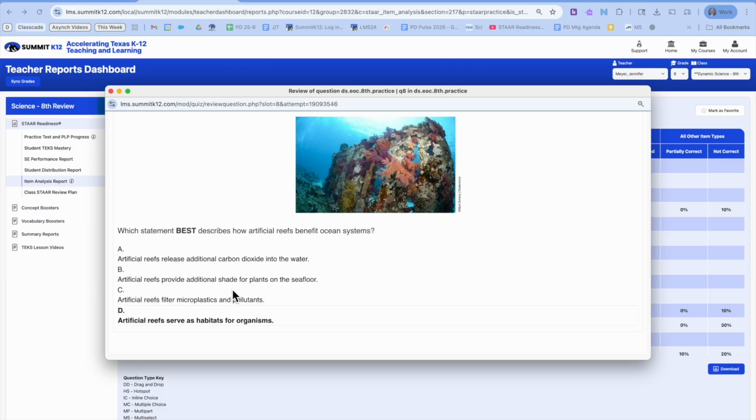Artificial reefs provide additional shade for plants on the seafloor. They may or may not. However, plants do need to photosynthesize, right? So that's not a benefit, although it could be a true statement, right? An artificial reef will provide extra shade as opposed to a place where it wouldn't. Artificial reefs filter microplastics and pollutants. Well, the microplastics and pollutants certainly go through an artificial reef. This is a true statement, but this certainly isn't beneficial. That's not a benefit, right?